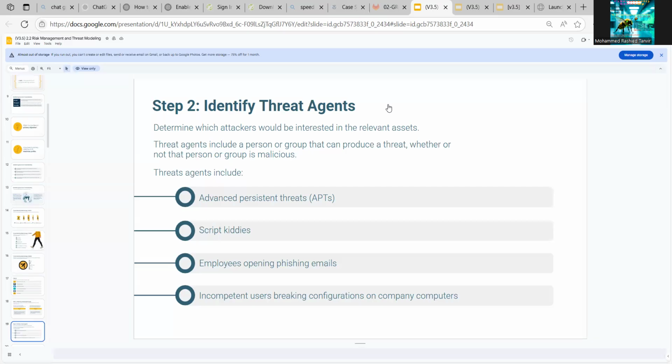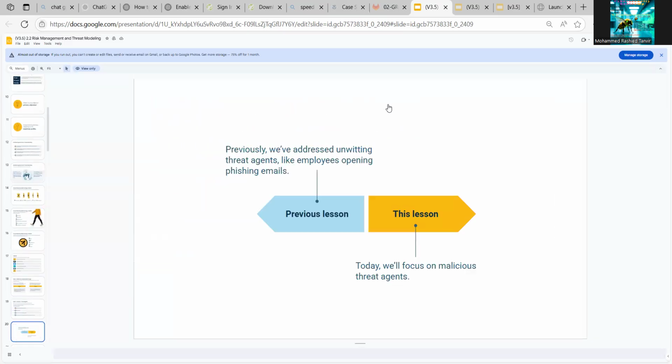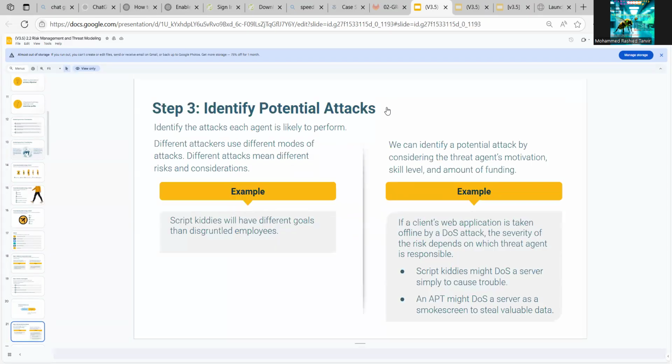Identify possible attack. Identify number 3. So previously, we just discussed the unwritten threat agent, like an employee opening a phishing email. That was the previous lesson, but now we identify possible attacks. We'll focus on malicious threat agents. So for malicious threat agents, number 3, identify potential attack.